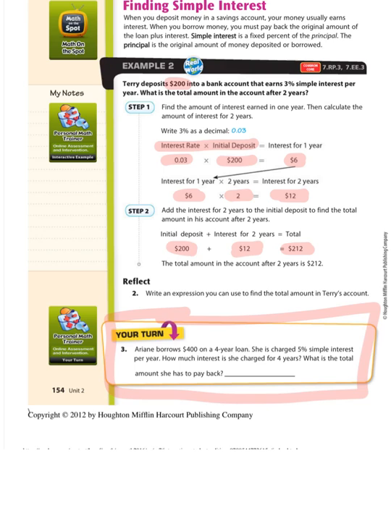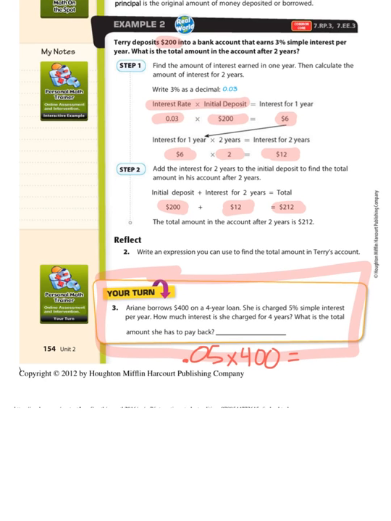First, we need to convert 5% to a decimal. So now I have 0.05 times 400, which is $20. Now, this is how much it charges in 1 year. So for 4 years, we're going to do $20 times 4 years, which is $80. So she's charged $80 of interest for 4 years.